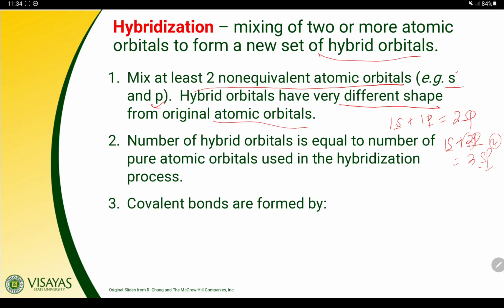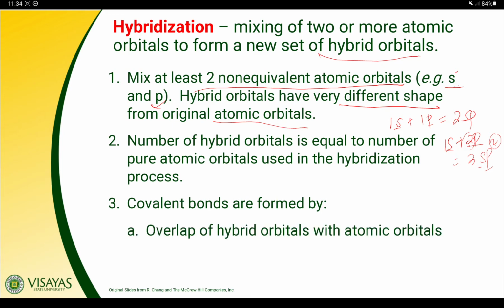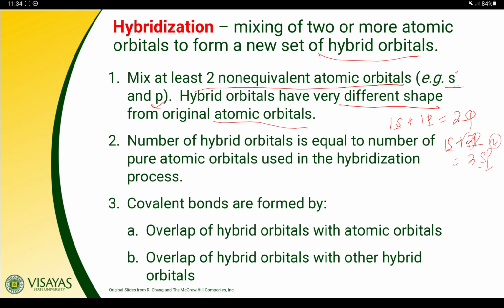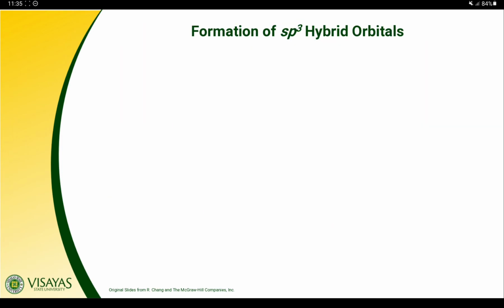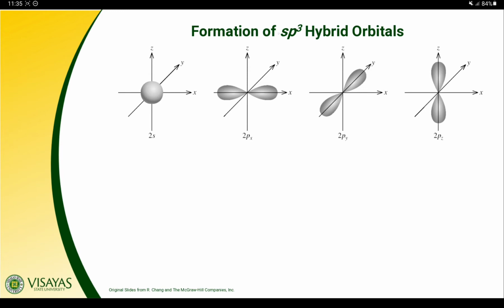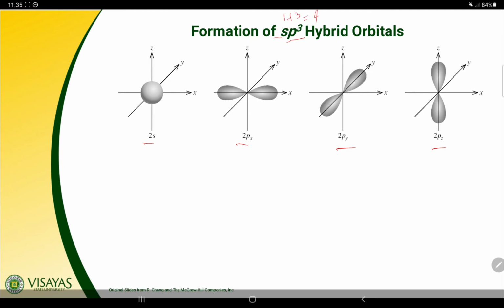Covalent bonds are formed either by overlap of hybrid orbitals with atomic orbitals or the overlap of hybrid orbitals with another hybrid orbital. First, we have the formation of sp3 hybrid orbitals. How is this formed? By mixing 1s and 3p orbitals. That's why it is called sp3, because we have 1s and 3p orbitals. So how many sp3 hybrid orbitals are formed? We have 1 plus 3, so 4 sp3 hybrid orbitals are formed.